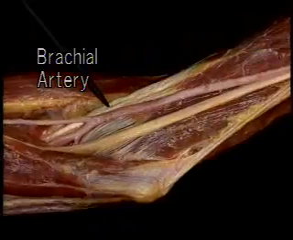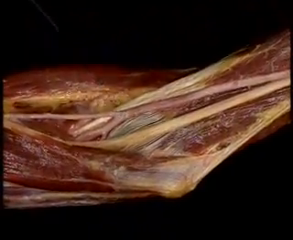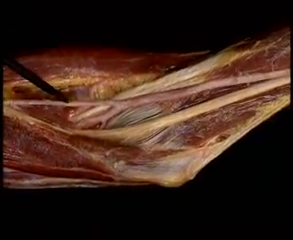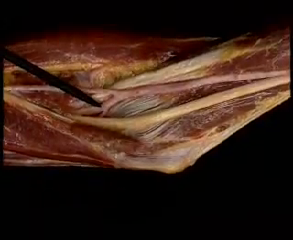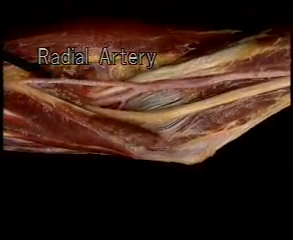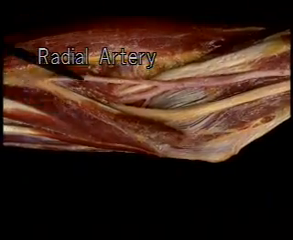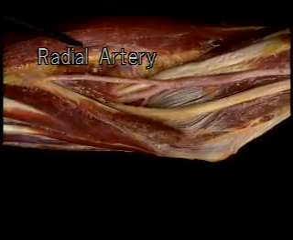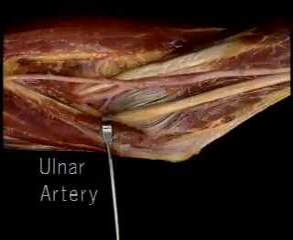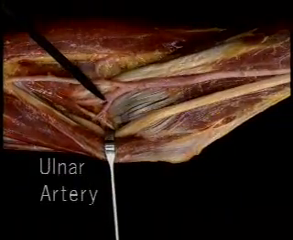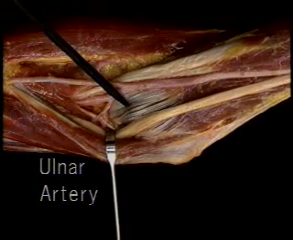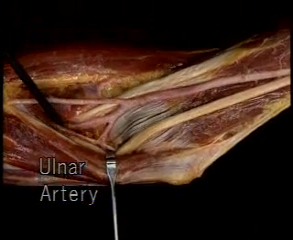Alongside the biceps tendon, the brachial artery divides into the two major arteries of the forearm, the radial and the ulnar. The radial artery stays quite superficial. It runs down the forearm between pronator teres and brachioradialis. The ulnar artery has a much deeper course. It dives down alongside the brachialis tendon and passes deep to pronator teres.